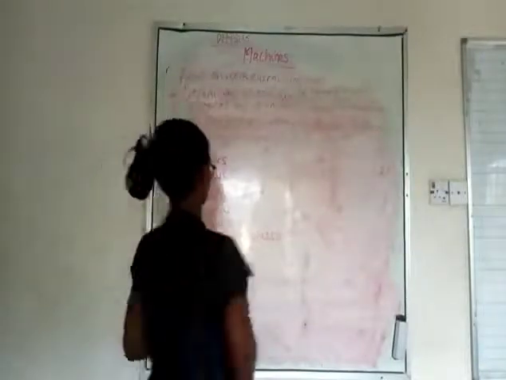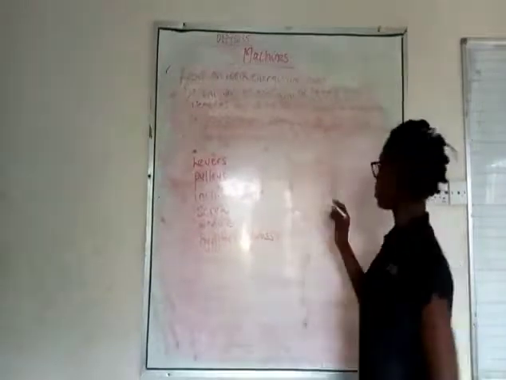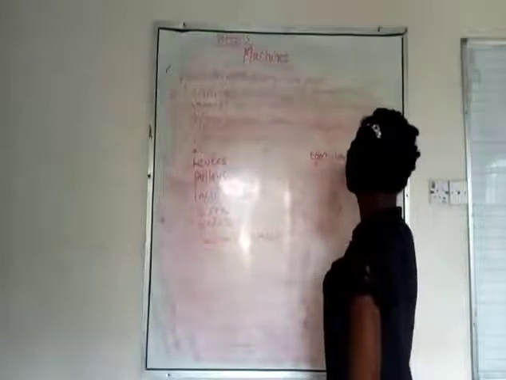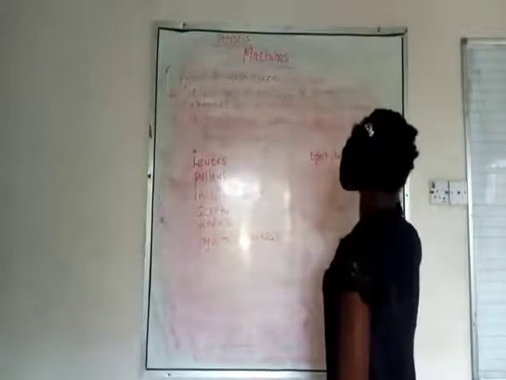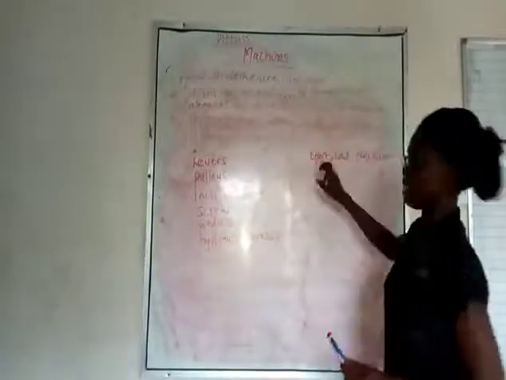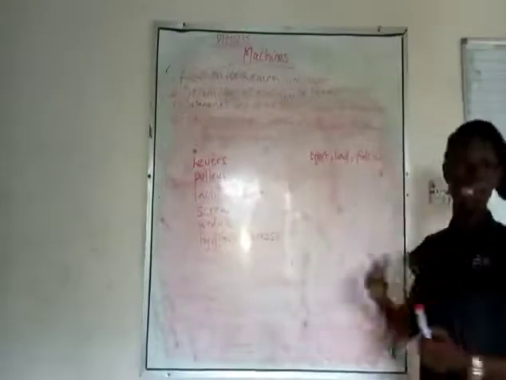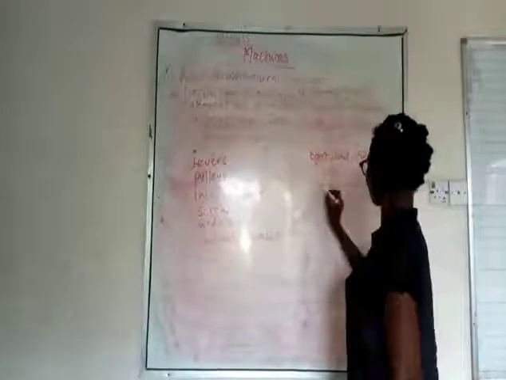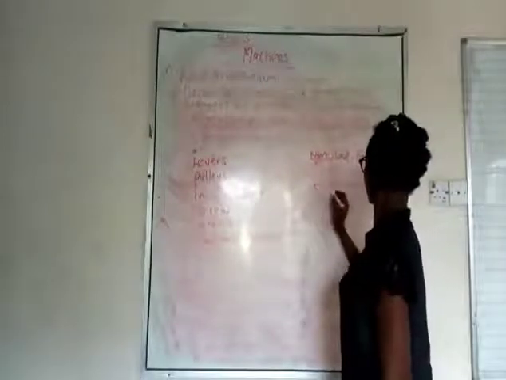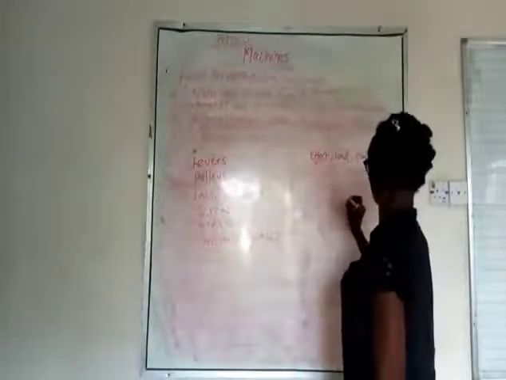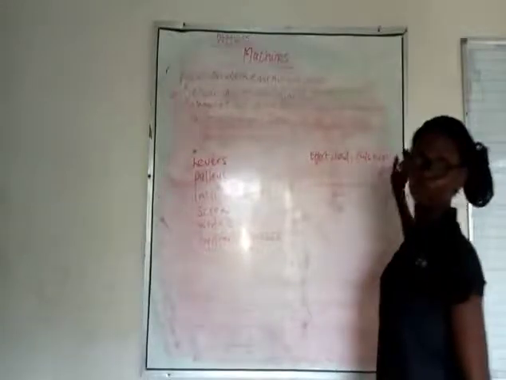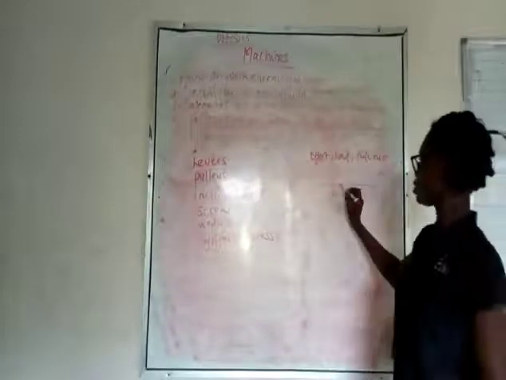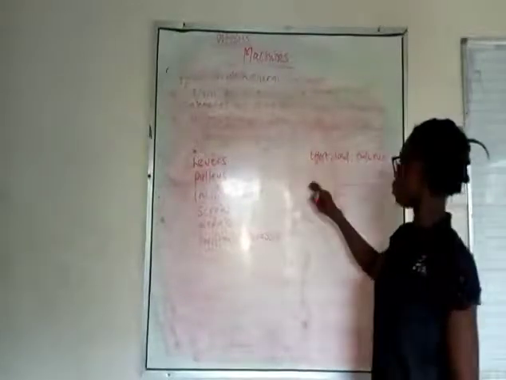It actually has 3 parts, which are what? The effort, the load, and the fulcrum. We had already defined the effort and load. The fulcrum here is actually the turning point of that machine. So if we have a machine, we have the load. Another name for fulcrum is what? Pivot. That's the point where that machine turns, or what actually supports this machine for the load and the effort.